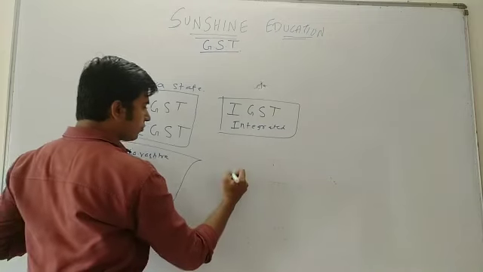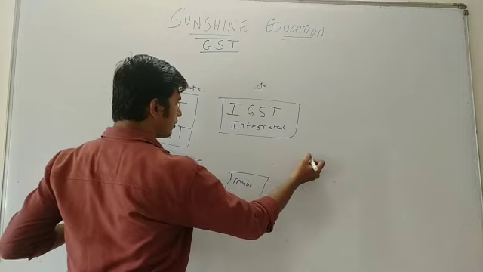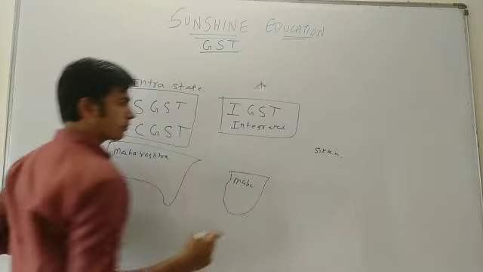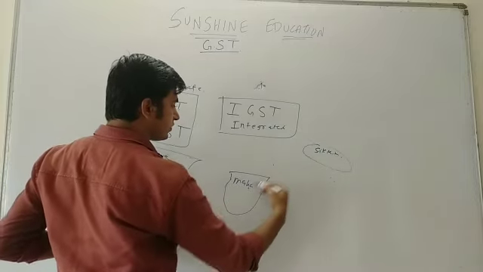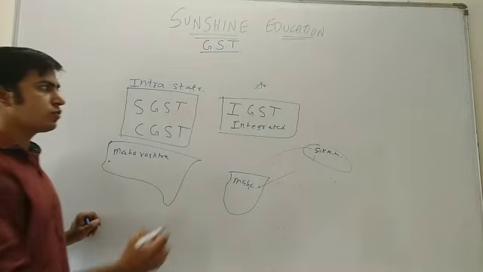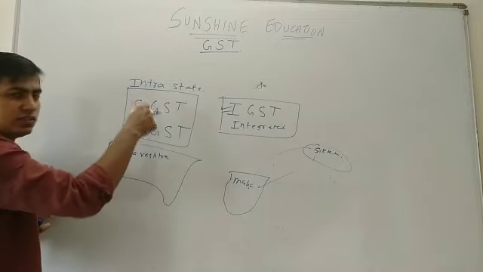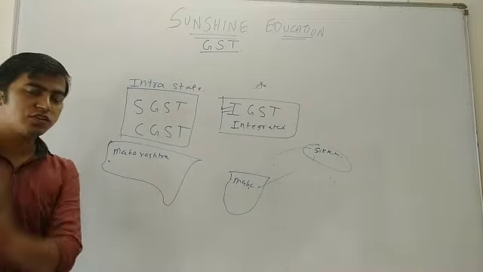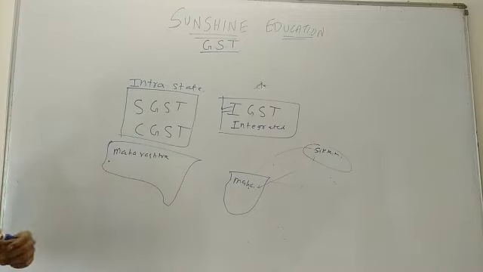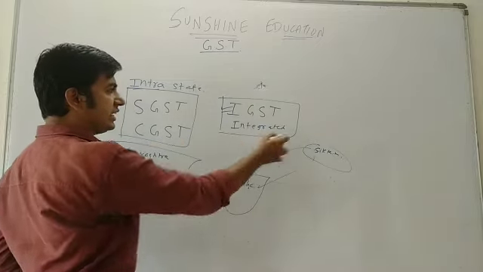But if goods from Maharashtra are sold to, suppose, Sikkim, that means the transaction is done between two states. Whenever the transaction is between two states, we will use IGST. Whenever it is within Maharashtra, Goa, Gujarat, or Rajasthan, it is intrastate. Remember this word, intrastate, and the other is interstate, that is integrated GST.